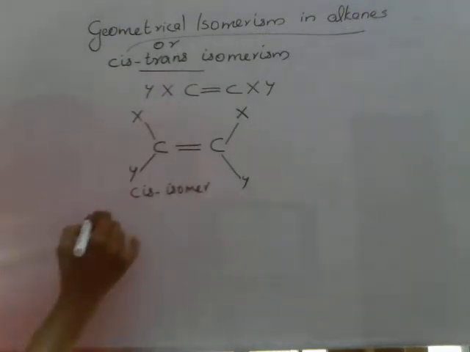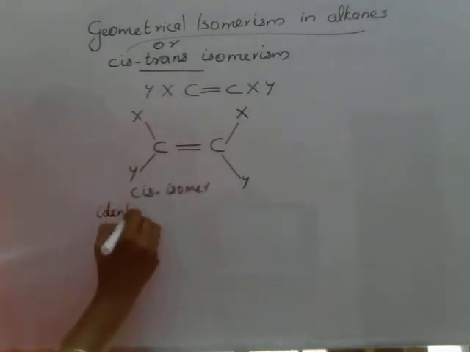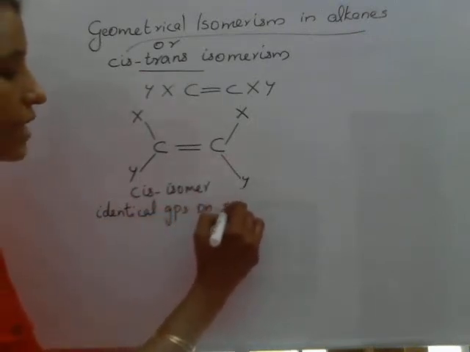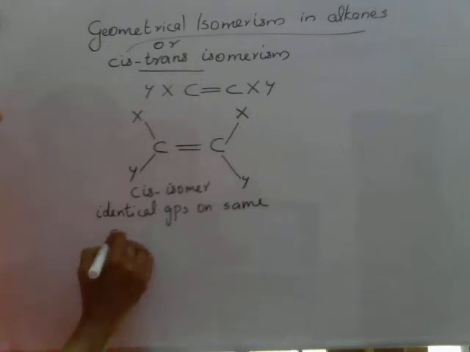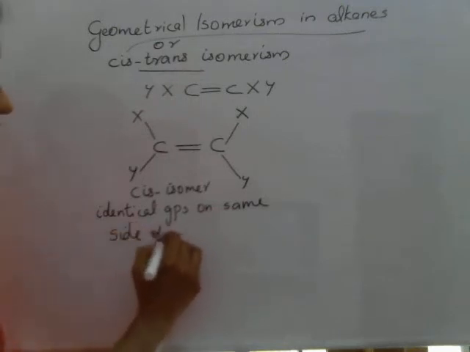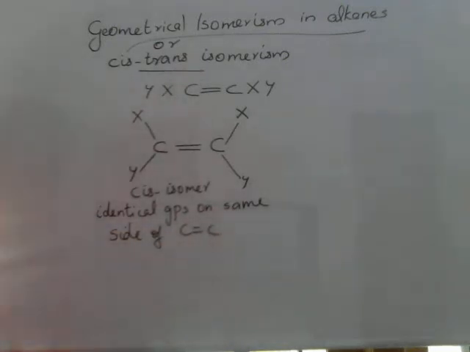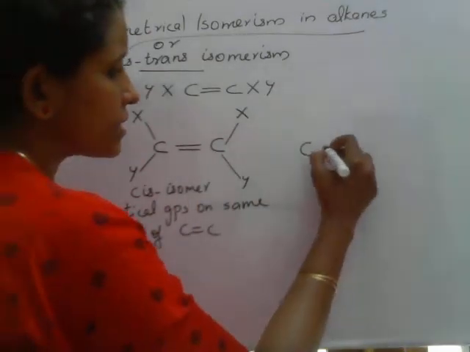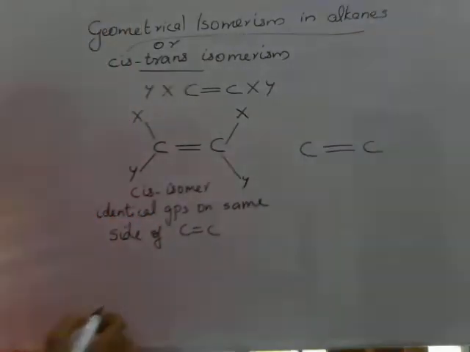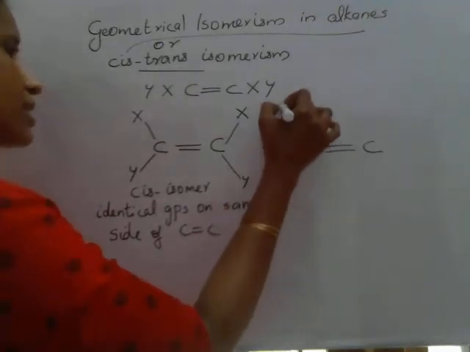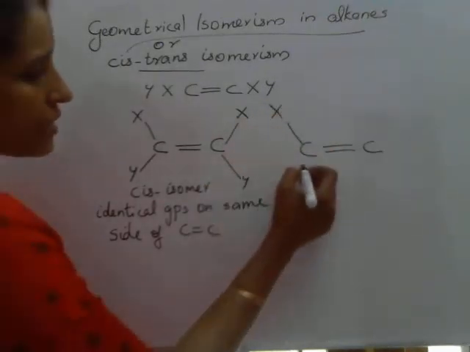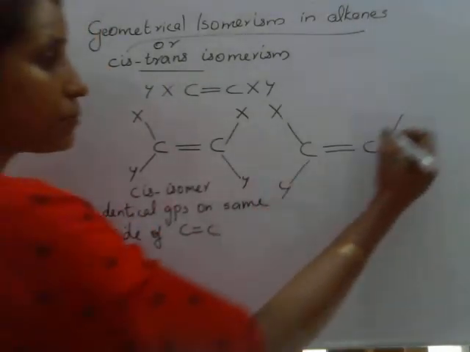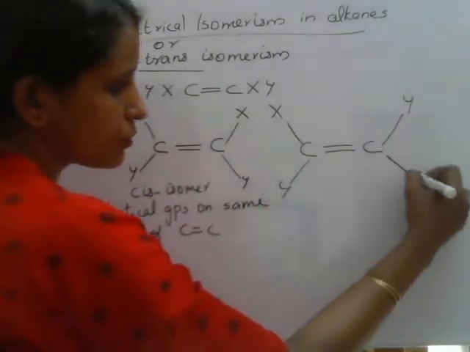In the cis isomer, identical groups are on the same side of the carbon-carbon double bond. Now what is the second possible way of arranging these groups around the carbon-carbon double bond? See, on the first doubly bonded carbon atom, I am putting X above, Y below. On the second doubly bonded carbon atom, I am putting Y above, X below.